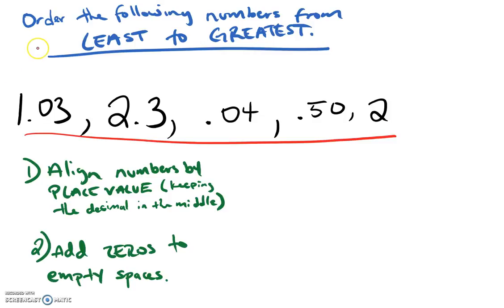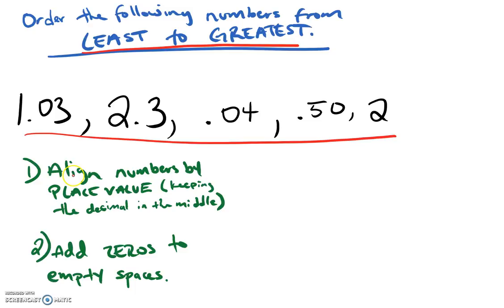Okay, suppose you have a problem that asks you to order the following numbers from least to greatest. You have 1.03, you have 2.3, you have 0.04, you have 0.50, and you have the number 2. In order to be able to order them from least to greatest, we must follow these two steps.